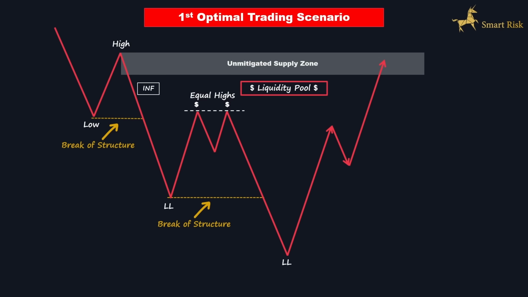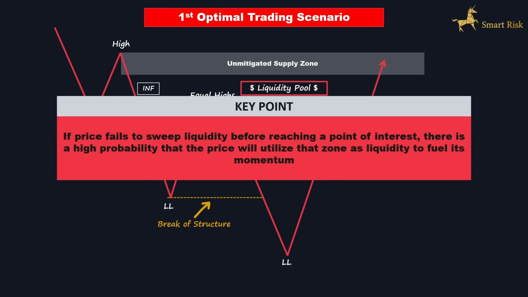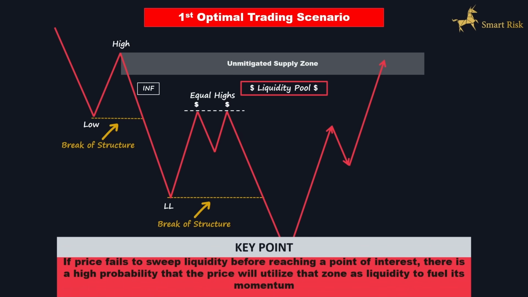Traders who have placed their buy orders and stop losses within this liquidity pool are essentially providing a potential fuel source for the market's downward momentum. As mentioned earlier, we use liquidity sweeps as a confluence factor before entering a position. The core mindset behind that is, if the price fails to sweep liquidity before reaching a point of interest, there is a high probability that the price will utilize that zone as liquidity to fuel its momentum.